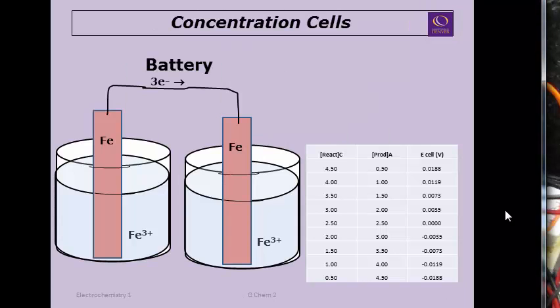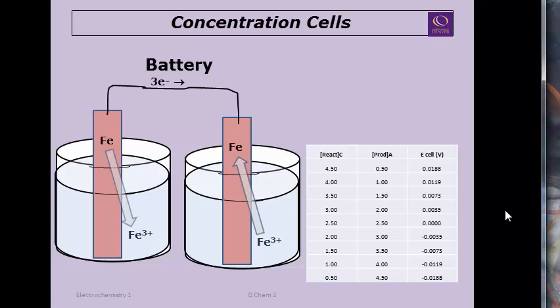Well, let's talk about a cell that's different than this, where we don't have different metals, but all we've done is change the concentration. So over here on the anode, we have oxidation going on. Iron's going to iron 3+. And on the other side, we actually have reduction going on, where iron 3+ is going back to iron. So that would make sense. It would drive the electrons from the oxidation side, from the anode towards the cathode.